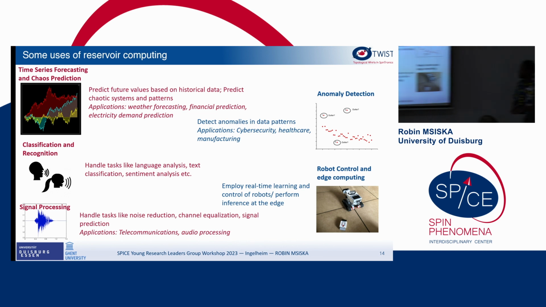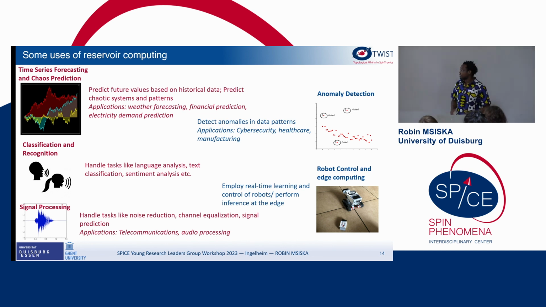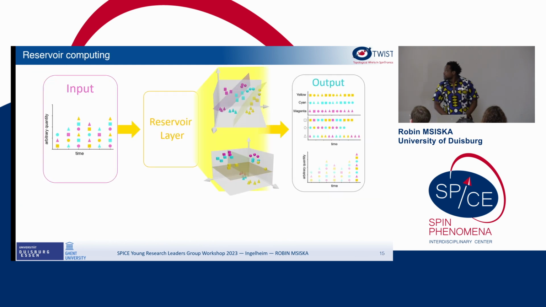So what can you do with a reservoir computer? There's several things you can do. You can do prediction of chaotic systems and time series predictions, such as weather forecasting. We could have used that here. Anomaly detection, classification, which is what I'm going to talk about in the later part of my talk, and you can also use it to control robots and edge computing and a lot of other applications. So again, this is the summary of what reservoir computing is.